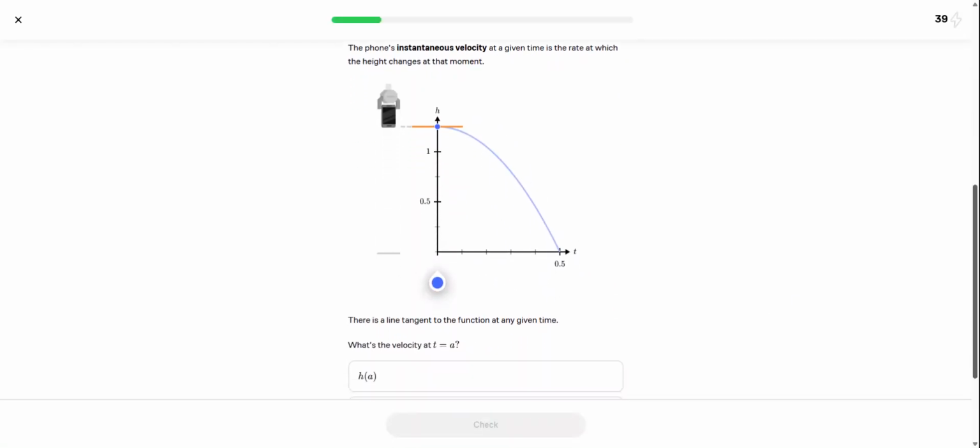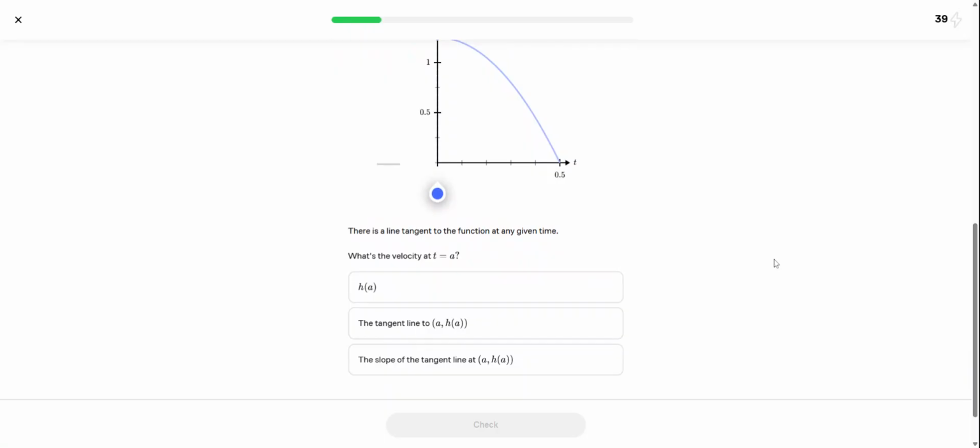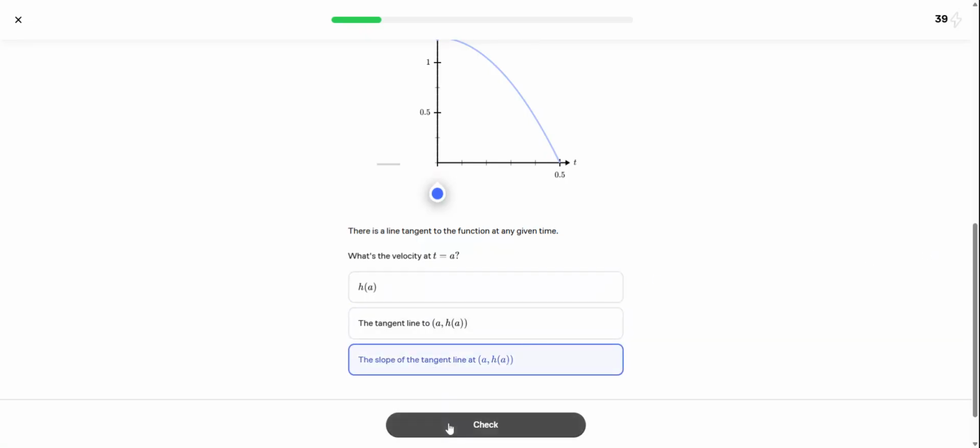The phone's instantaneous velocity at a given time is the rate at which the height changes at that moment. There's a line tangent to the function at any given time. So we need to find the velocity at t equals a. How do we find that here? Is it the tangent line to h of a, or the slope of the tangent line at a? Let's see. Aha, I think the slope of the tangent line is the answer.